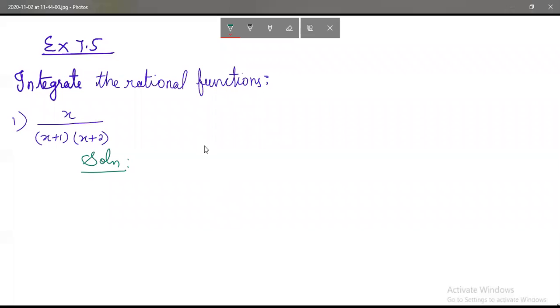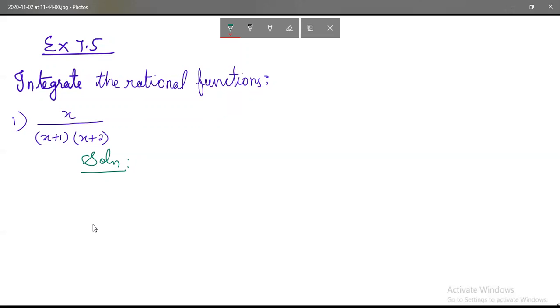In this video, we are going to work out problems from exercise 7.5, which is under the heading integration by partial fractions. So we have already worked out a few problems in the class, and now let us work out the problems that are given in the exercise. Question number 1: you have to integrate the rational function x by (x plus 1)(x plus 2).